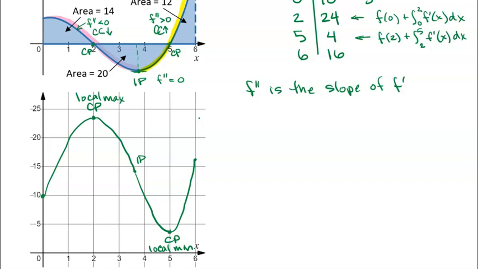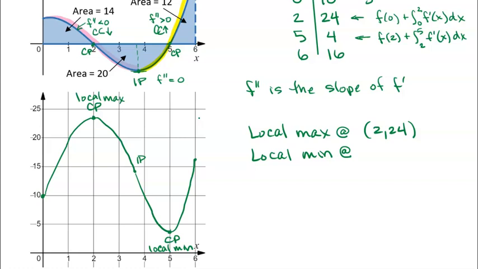So I have a local maximum at 2, 24, right? And I have a local minimum at, what was that, 5, 4. Okay. Now those are also my global maximum and minimum over this interval, right?